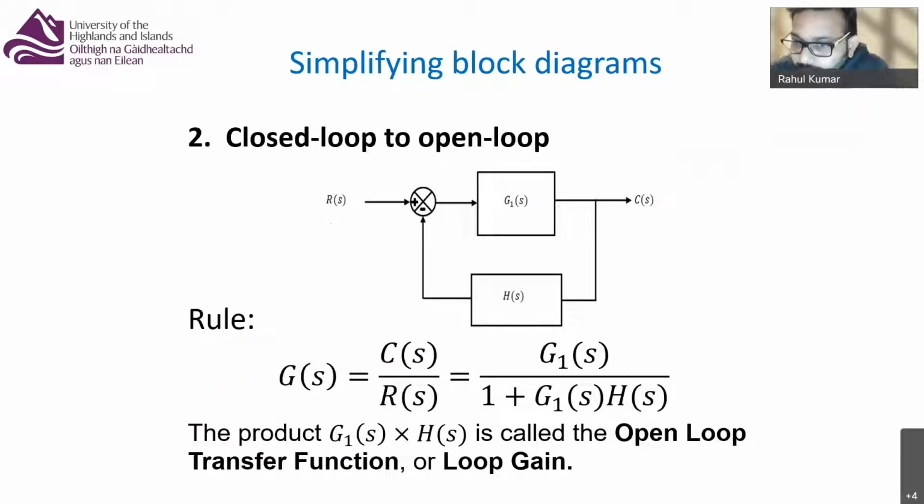Now, the second case is closed loop to open loop. So if you have two blocks which are connected in a closed loop configuration, here you have G1, and you are generating the error signal at this summing junction, which is then sent to G1 of S, which is your forward path gain.